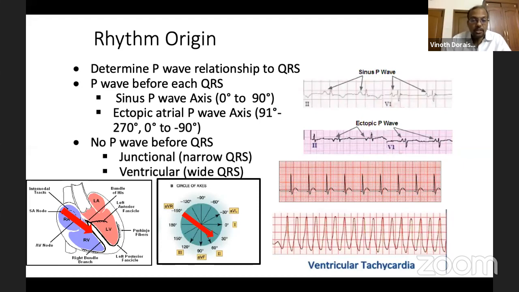Now, what is a junctional rhythm? If there's no P wave before each QRS complex, it can be either a junctional rhythm or an idioventricular rhythm. In a junctional rhythm, it will have a narrow QRS complex, and in a ventricular rhythm, it will be a wide QRS complex.